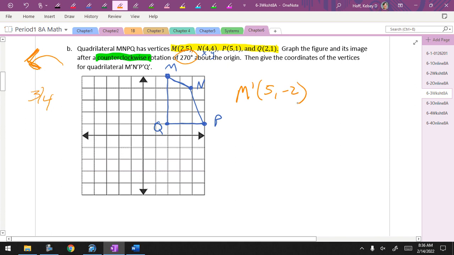(5, -2) is absolutely correct. Good work. Who can tell me where N prime is? Okay, you got to be doing this. All you got to do is count.